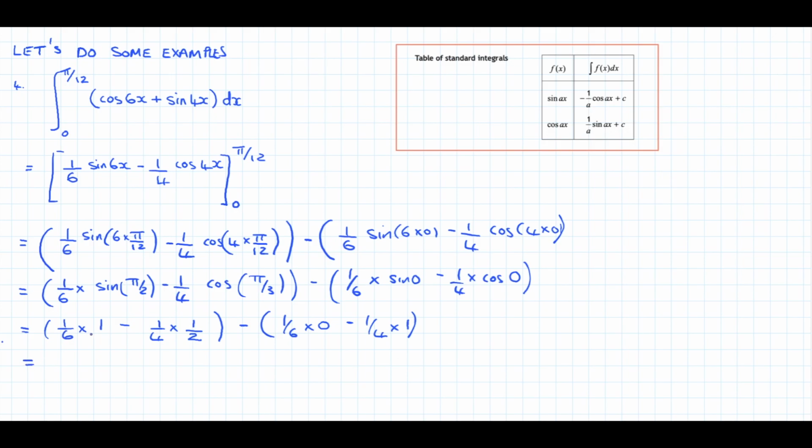So that would be 1/6 minus 1/8 minus, and over here we would have 0 minus 1/4. So I'm going to take that bracket away. That would be 1/6 minus 1/8 minus 0. Now that's minus minus 1/4, so that's going to become plus 1/4. Now if it's paper 2, you've got your calculator. If it was paper 1, you would have to be able to work that out. But work that out then, and you would get 7/24.